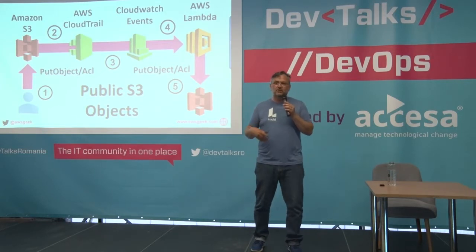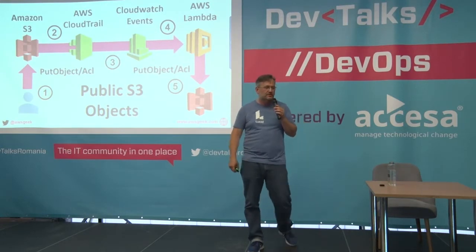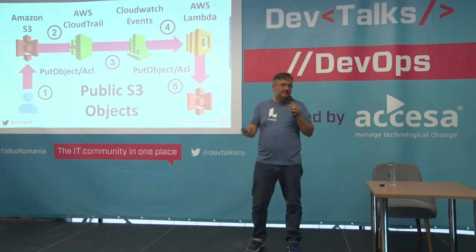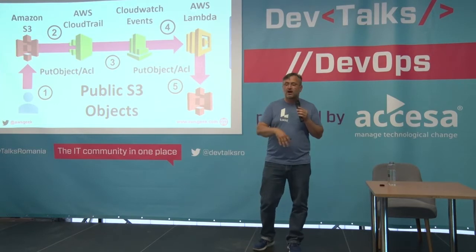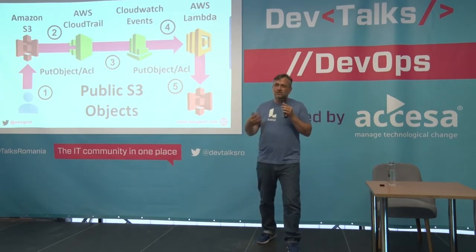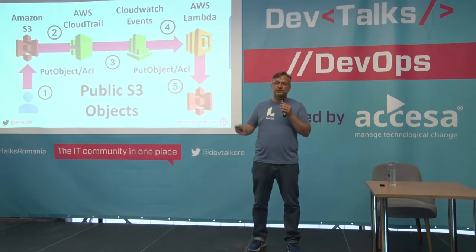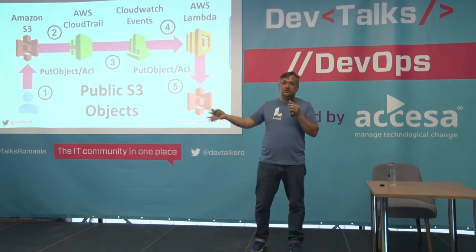That's ultimately going to manifest itself as an API call to the S3 service. That API call is going to be captured by CloudTrail. And in this case, we want to look at specific API calls like put object or put object ACL, where someone might change the permissions on an object. We can use CloudWatch events to filter that specific object. We can then take that event and send it to Lambda.